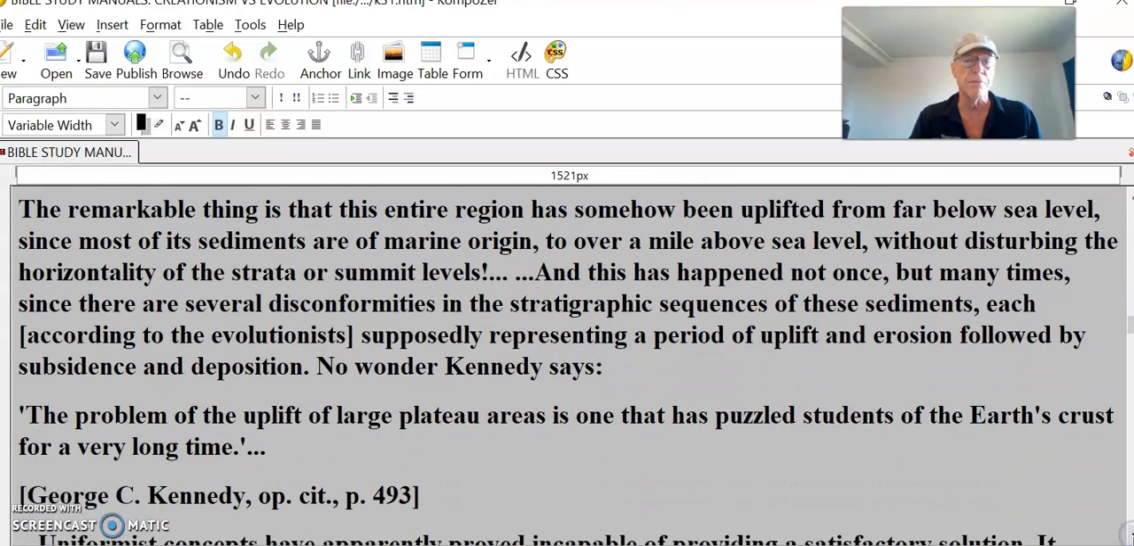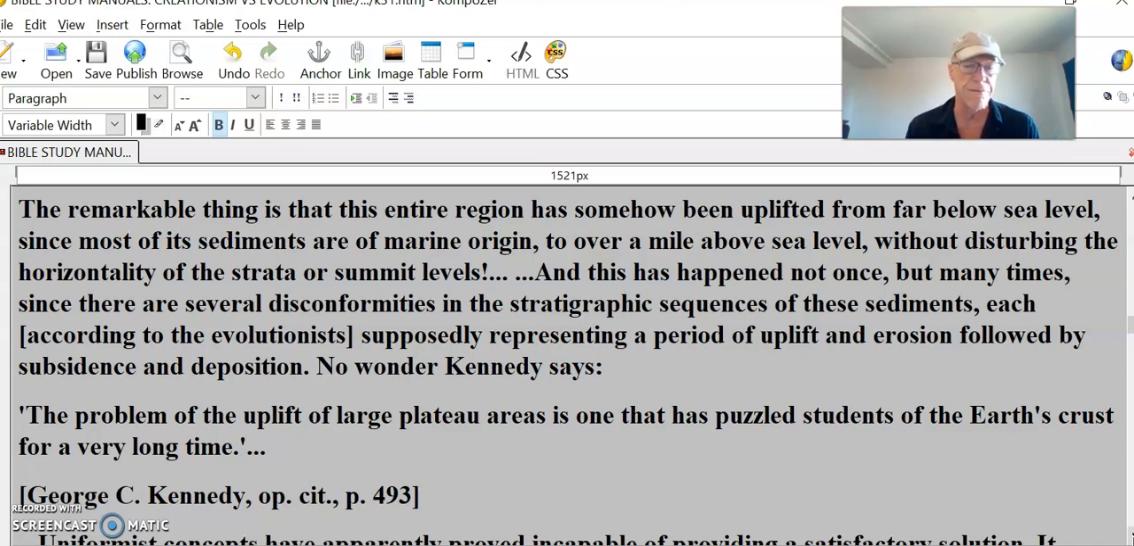The remarkable thing is that this entire region has somehow been uplifted from far below sea level, since most of its sediments are of marine origin, to over a mile above sea level, without disturbing the horizontality of the strata or summit levels. And this has happened not once, but many times, since there are several disconformities in the stratigraphic sequence of these sediments, each, according to the evolutionists, supposedly representing a period of uplift and erosion followed by subsidence and deposition.